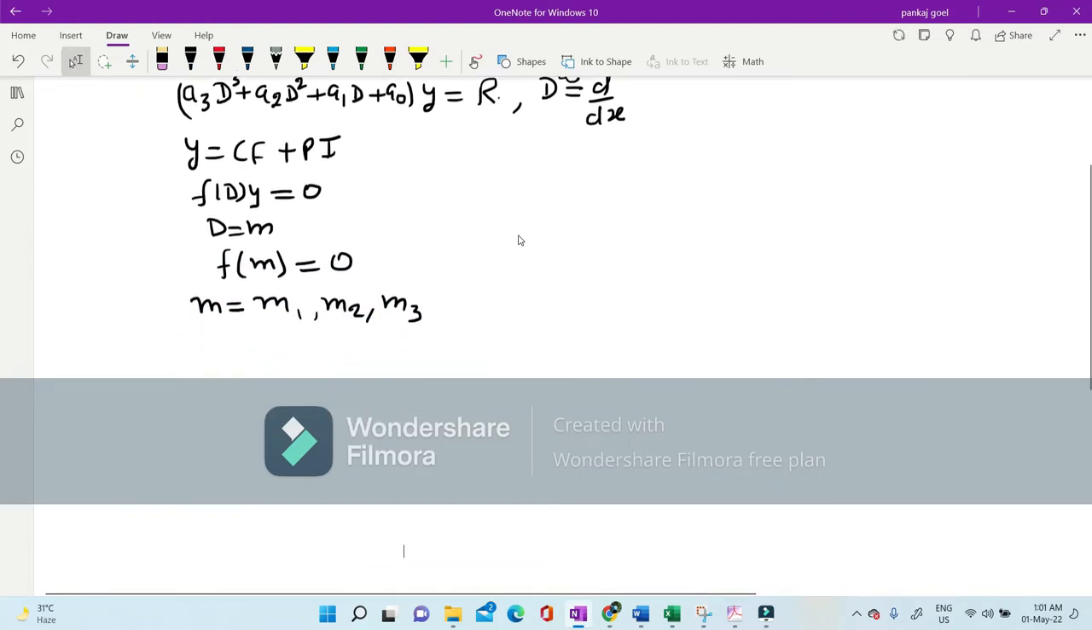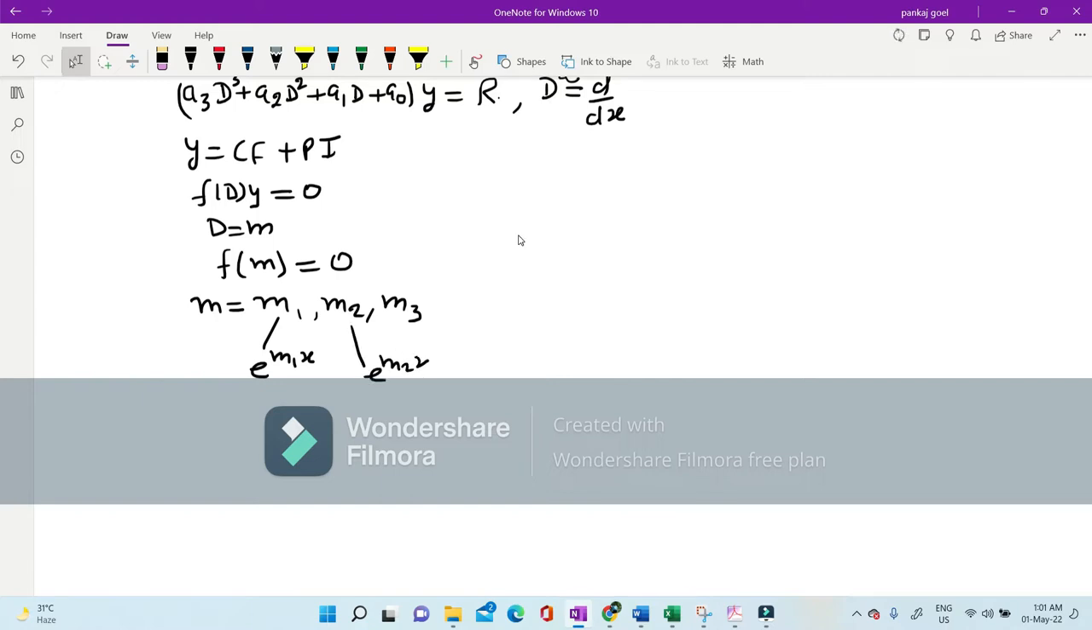For the independent solution for m1, that is equal to e to the power m1x, where x stands for the independent variable. For m2 we can write e to the power m2x, and for m3 we can write e to the power m3x. Let us suppose all m1, m2, m3 are real and distinct roots. Then the complementary function can be written as c1 e^(m1x) + c2 e^(m2x) + c3 e^(m3x).